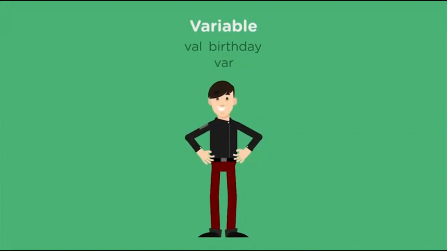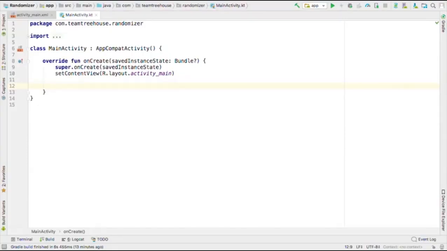In Kotlin, there's two ways to create a variable: val or var. Val is for things that don't change, and var is for things that do. For example, if we were creating a person, their birthday would be a val, since it doesn't change, whereas something like what they want for dinner would be a var. Let's start by creating a variable for our roll button.